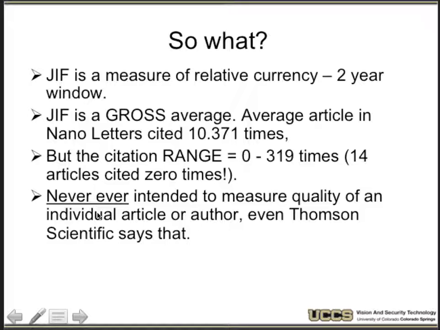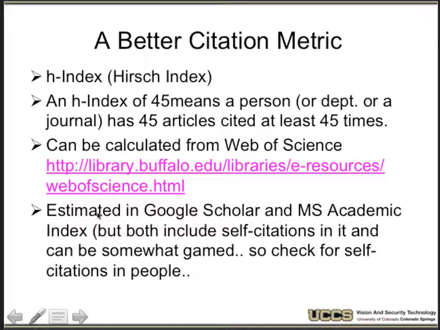I can use absolute citations, but it turns out that there's a better citation metric called the H index or the Hirsch Index. And a Hirsch Index of 45 means a person or department or journal, if you're looking at a larger publication, has 45 articles that are cited at least 45 times, and that's what my H index is. So I have 45 papers over my career that have at least 45 citations each. Now, the biggest of those has over 300, and obviously I have publications with much less. I have a bunch of publications with 0.